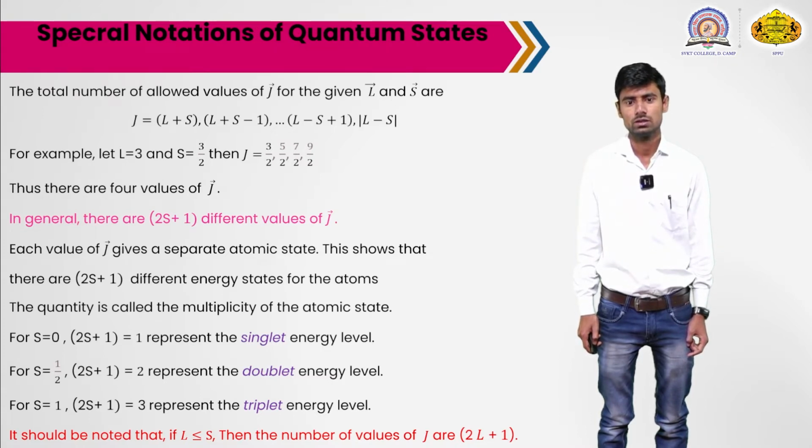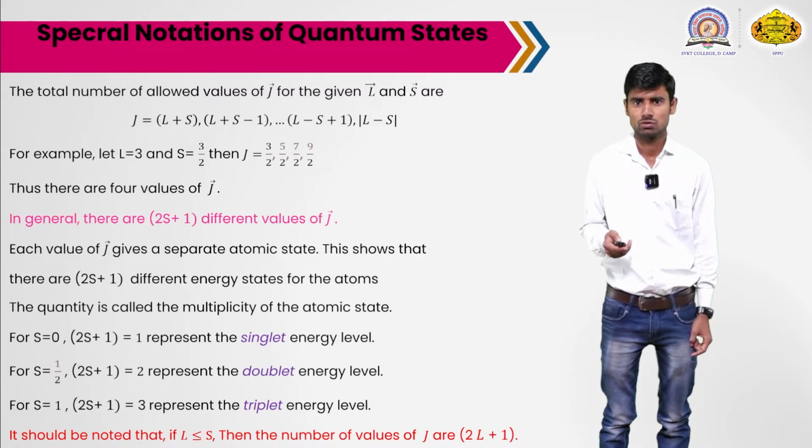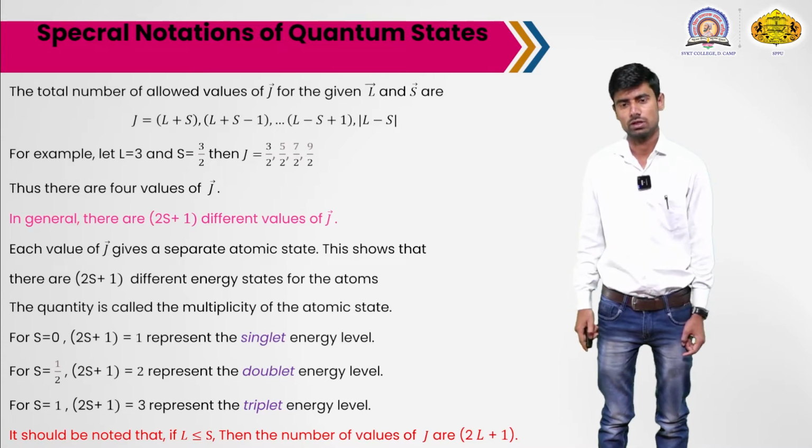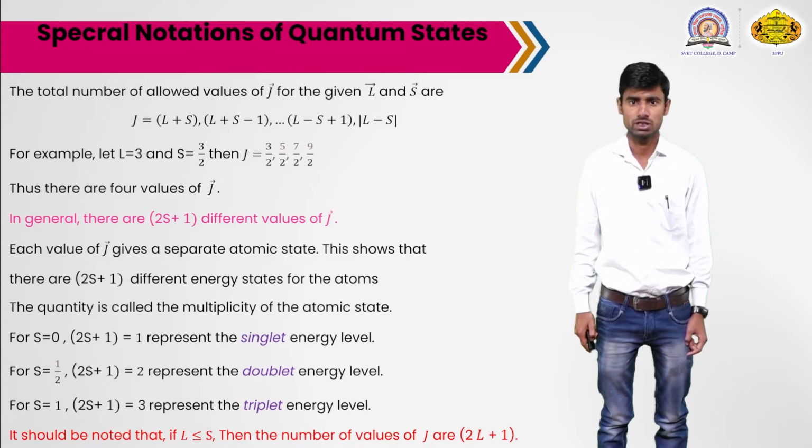So each value of J gives a separate atomic state. If you know the value of S, then you can calculate how many values of J there are. There are in general 2S plus 1 values, and each value gives a separate atomic state. So this shows that there are 2S plus 1 different energy states for the atom. If you consider any atom, then there are 2S plus 1 different energy states having nearly the same energy, and this quantity is called the multiplicity of the atomic state. So 2S plus 1 is known as the multiplicity of the atomic states, and it also gives the number of different energy states for the atoms.